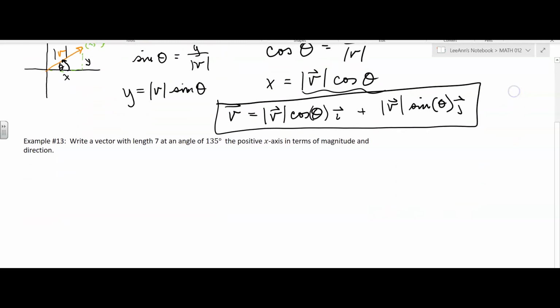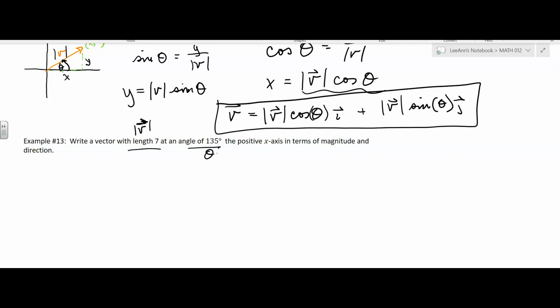Now, in example 13, it says write a vector with length 7. That's the magnitude then. They're telling you the magnitude. They're not making you figure it out. All right. And an angle of 135. So that's our theta right there. And that angle is coming off the positive x-axis. And this is in terms of magnitude and direction.